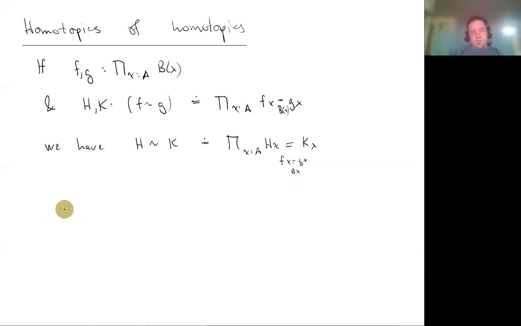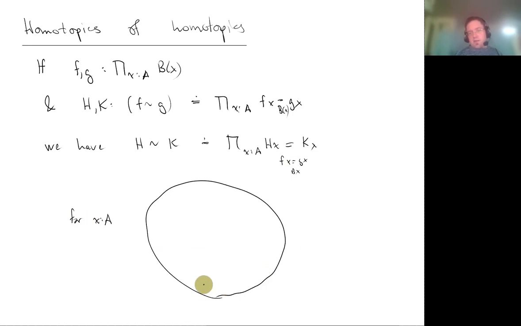So if you want to draw a picture of it, let's say for every X in A, and now to have some room, I definitely need a two-dimensional surface. So I'm going to draw B of X as a whole blob. And let's say I have my point F of X here and a point G of X here. And one way of identifying F of X with G of X going this way, and this is my H of X. And I have another way going this way, and that's the K of X.